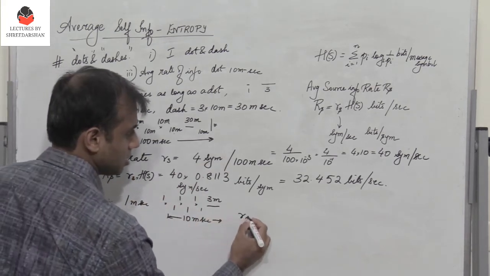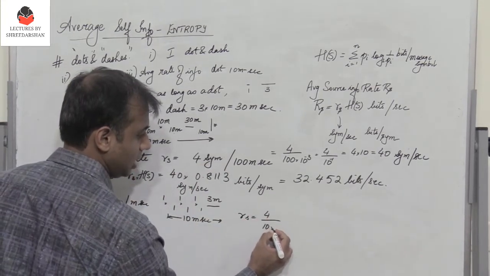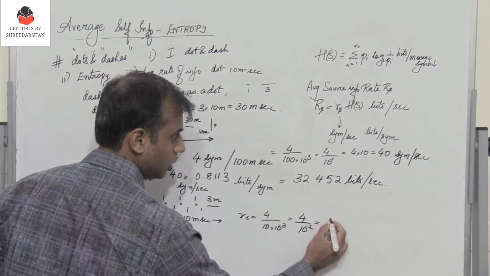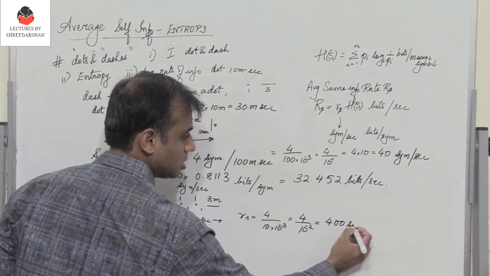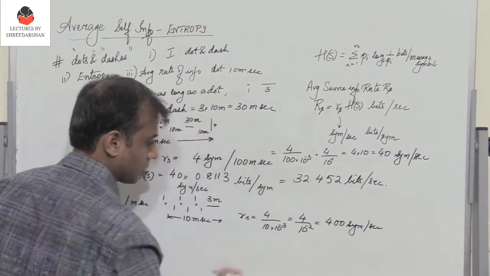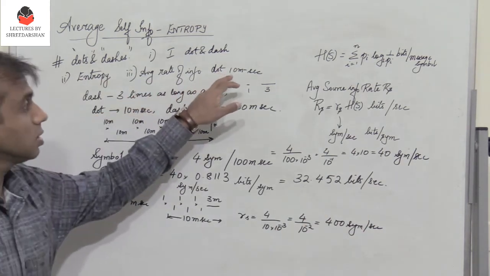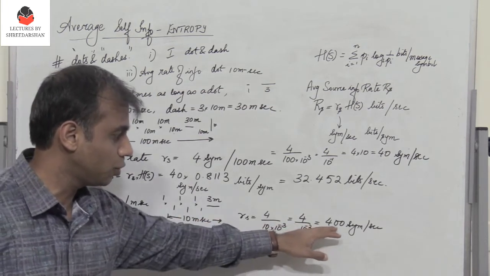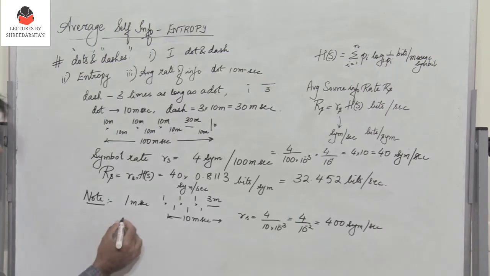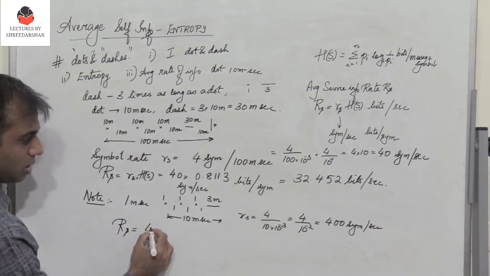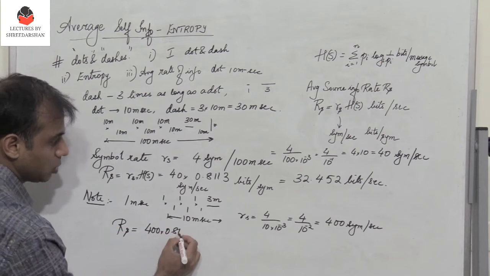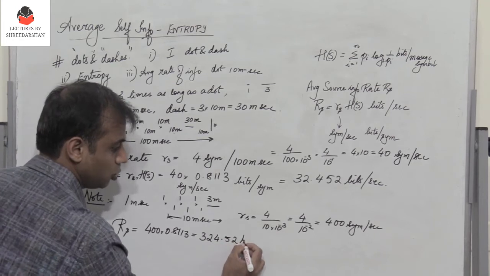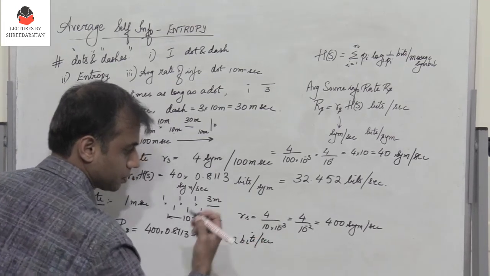In that case, RS would be 4 divided by 10 into 10 power minus 3, which would be 4 into 10 power minus 2, or it would be 400 symbols per second. So if the duration of a dot is 1 millisecond, if that is given in the examination, then RS would be 400 symbols per second, and therefore what is the information rate? It would be 400 into 0.8113, which would give me 324.52 bits per second. Right?